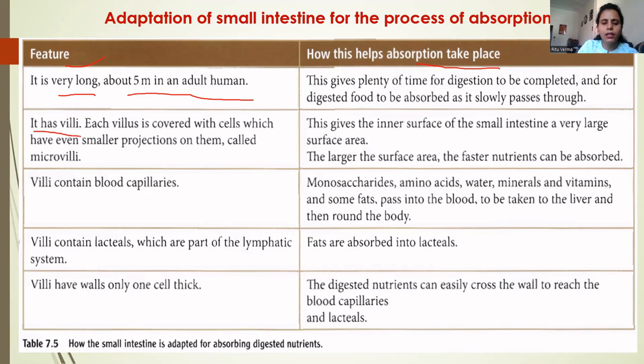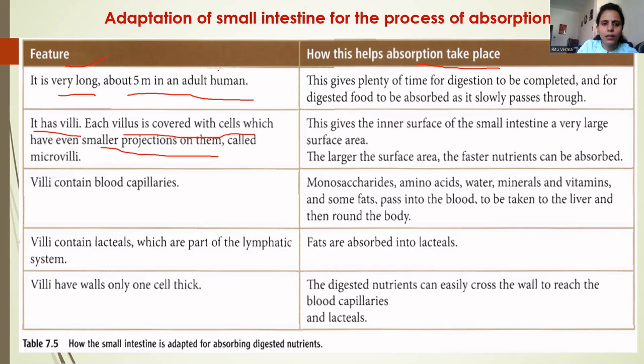The small intestine has villi. Now each villus is actually covered with cells which have even smaller projections on them, which are known as microvilli. The inner wall of the small intestine is covered with millions of microscopic projections, which are known as villi. These are the finger-like projections. They increase the surface area for the process of absorption.